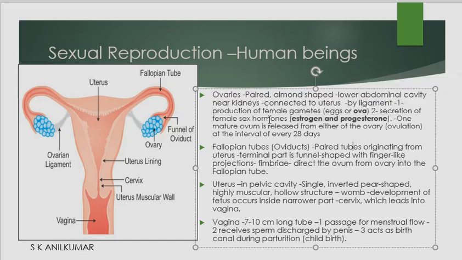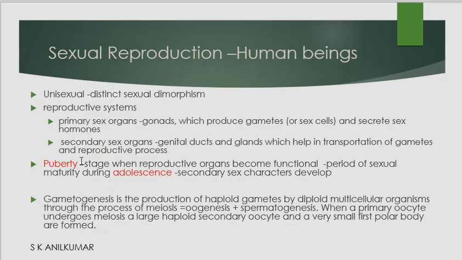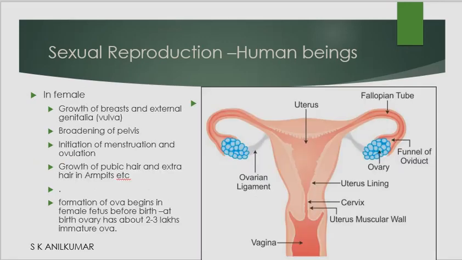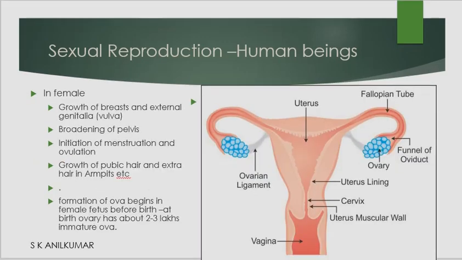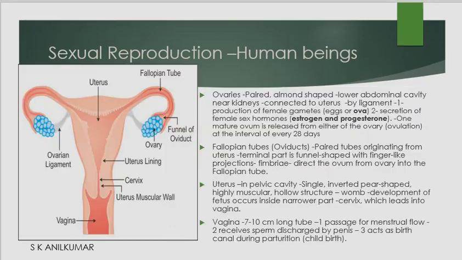One mature ovum is released from either of the ovaries. So one from here and one from there, one mature ovum is released. It is called ovulation. Ovulation happens when puberty is attained. The beginning of ovulation in the female is also part of the puberty or adolescence process. It happens every 28 days. This is one of the jobs done by the ovary.